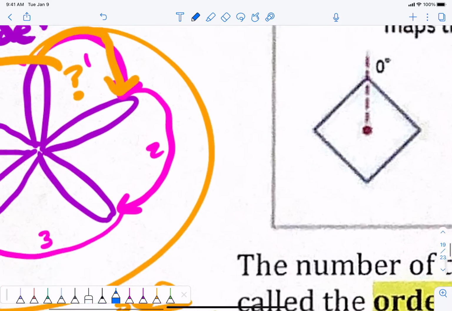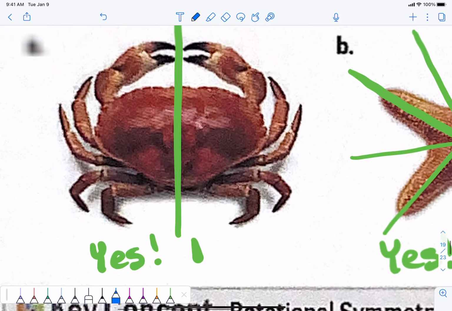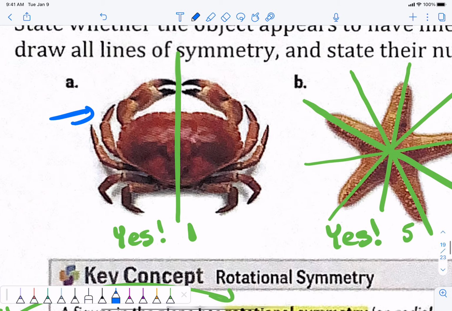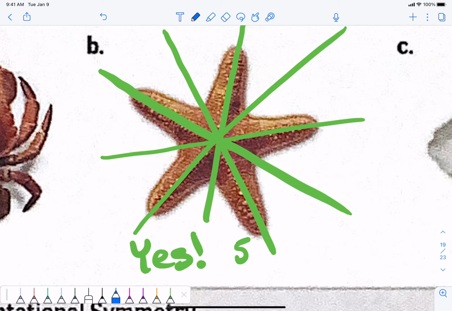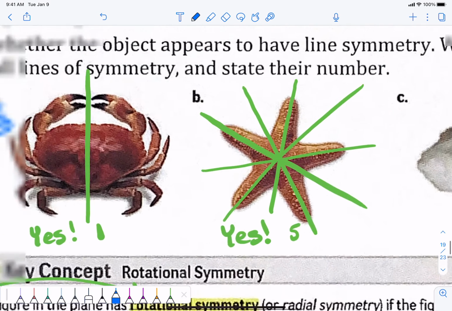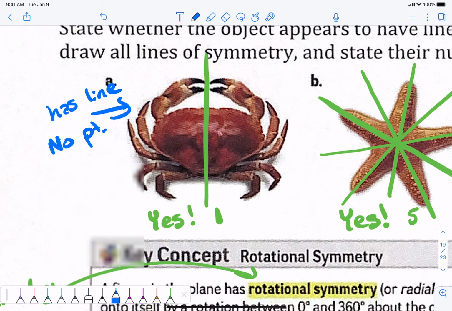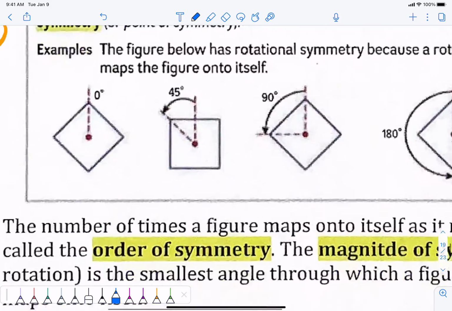Okay. Let's talk about this little crab up here. It has line symmetry, but can you rotate it? No. No point symmetry, right? Now there are some that have both. B has lines of symmetry and rotational symmetry. So some of them do have both point and line symmetry, but just because it has one doesn't necessarily mean it has the other one. Make sense? Good? Okay. Let's go to the back side.